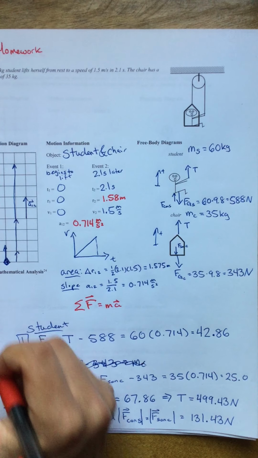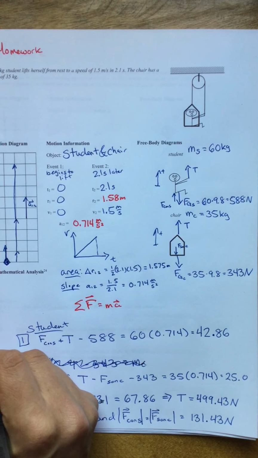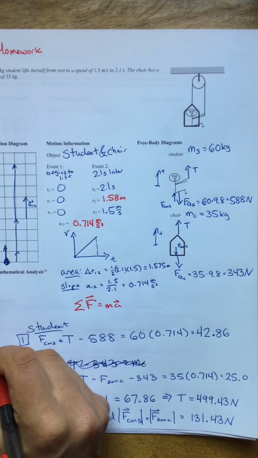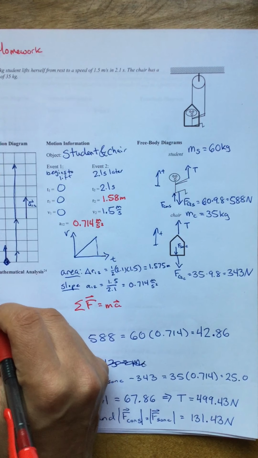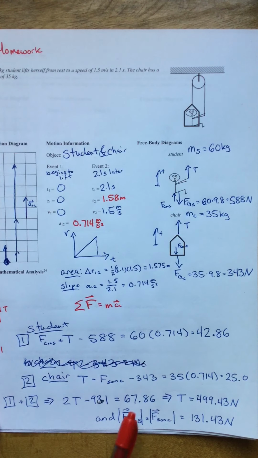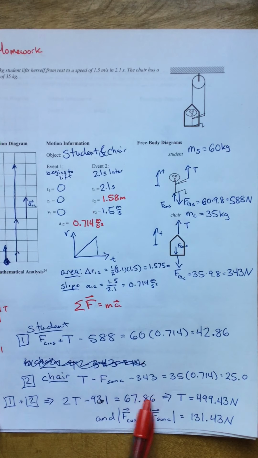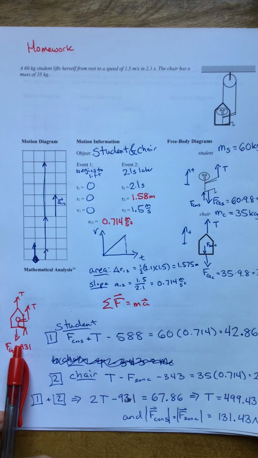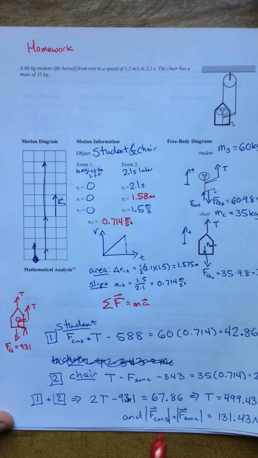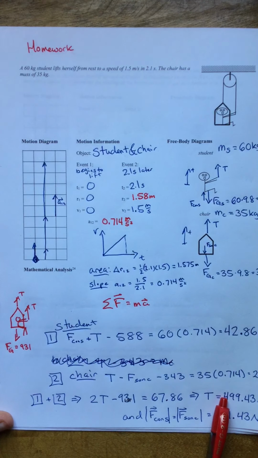So this would be the total force of gravity acting downwards for the student and the chair, which is the 931. Then you'd have tension acting up here and here, and mass times acceleration would be the total mass times the acceleration. So this is what you would get. That's what you would get if you did the free body diagram for the student and the chair together. Then you could solve for the tension.